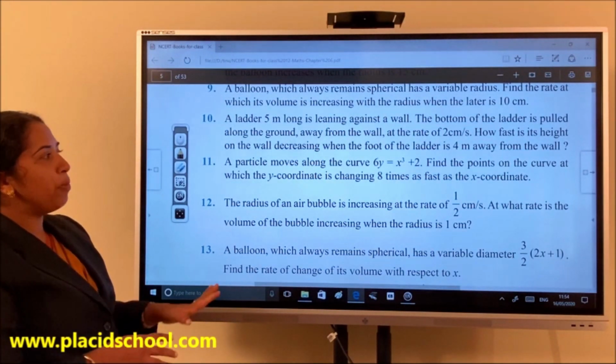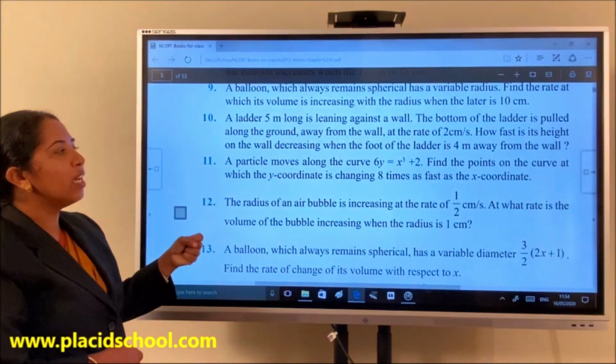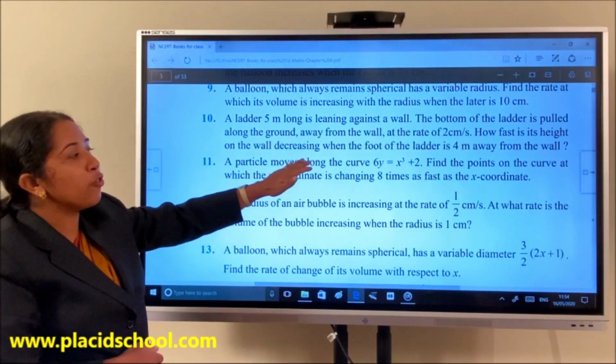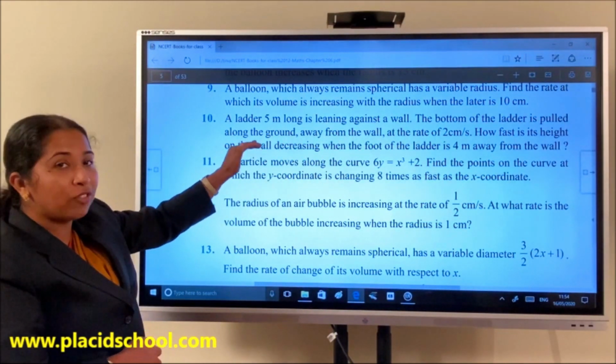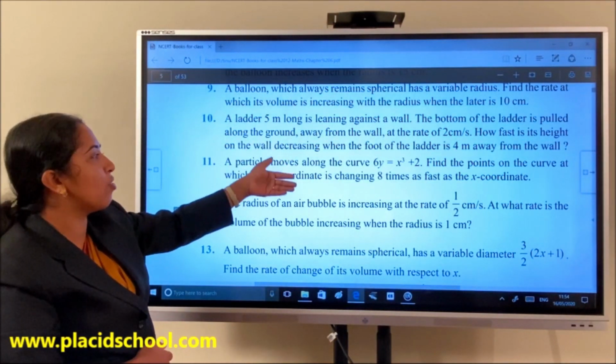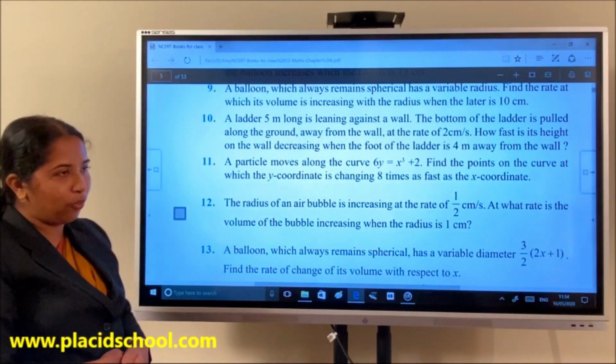A ladder 5 meter long is leaning against a wall. The bottom is pulled at the rate of 2 centimeter per second. You have to find the rate of change of height of the ladder on the wall, and it is told that the height is decreasing. You have to find the rate at which the height is decreasing when the foot of the ladder is 4 meter away from the wall. Let's see how to do this.